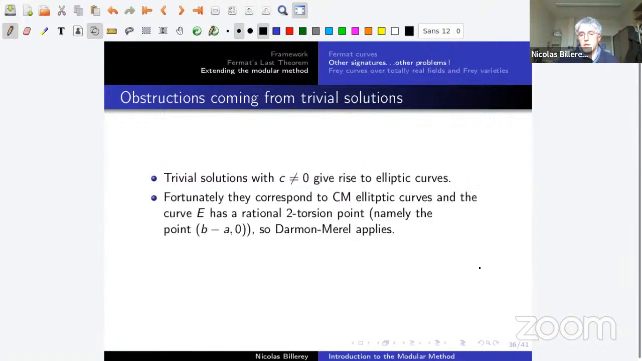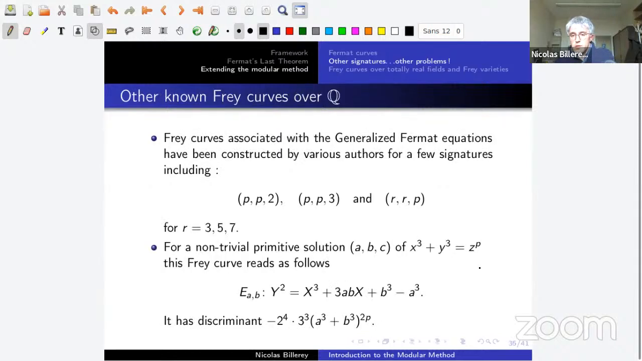But fortunately, these elliptic curves are actually CM. And since the curve E here also has a rational point of order two, you can check that the point with coordinates (b - a, 0) is a rational point of order two.